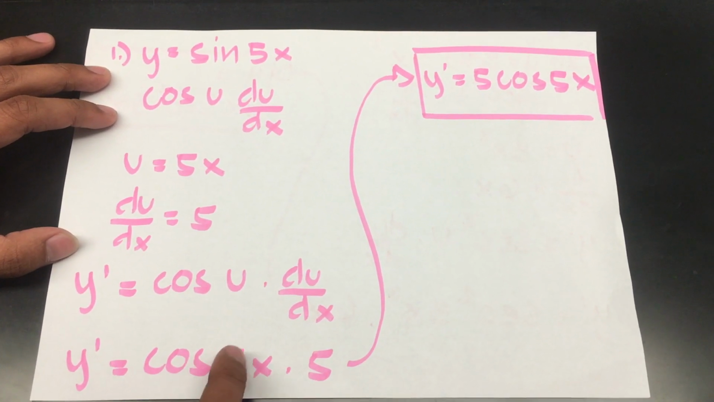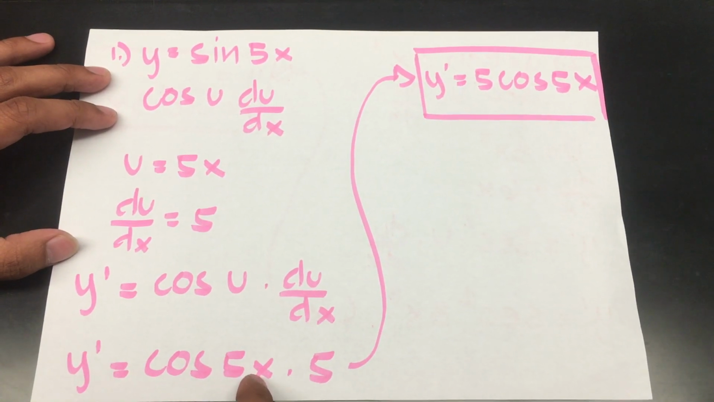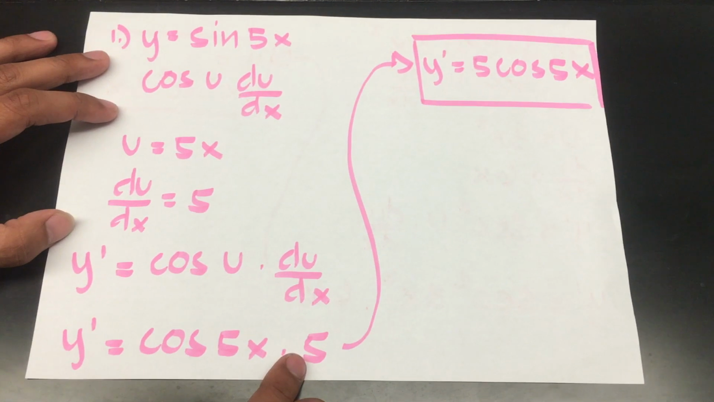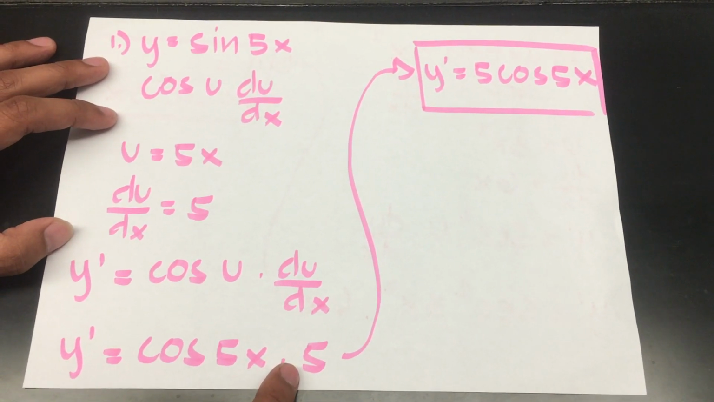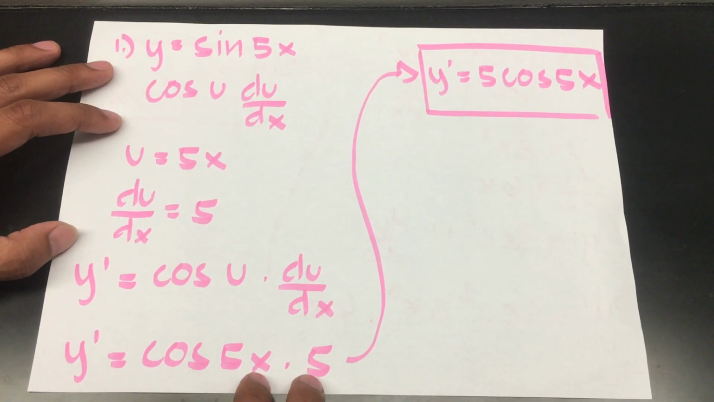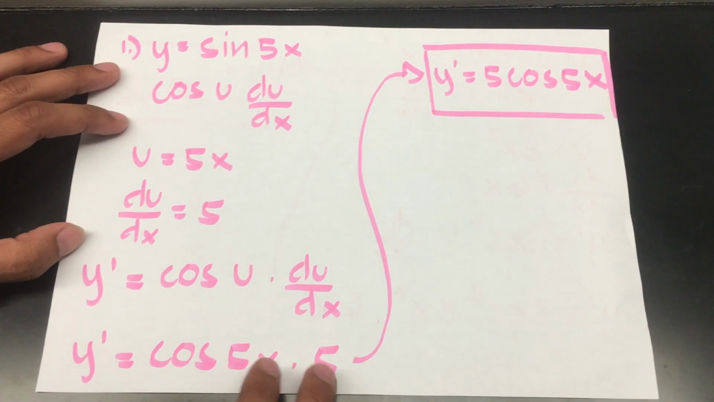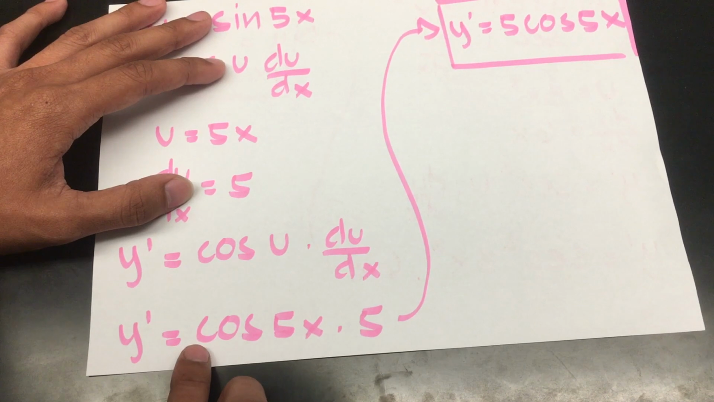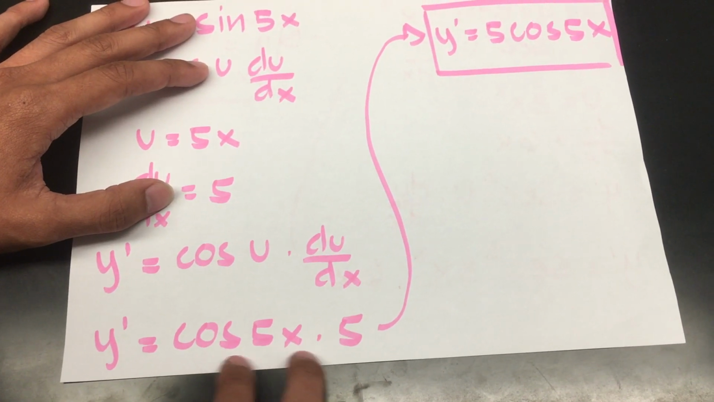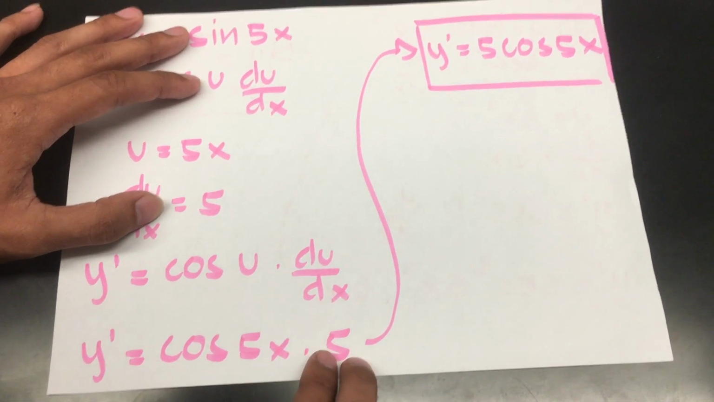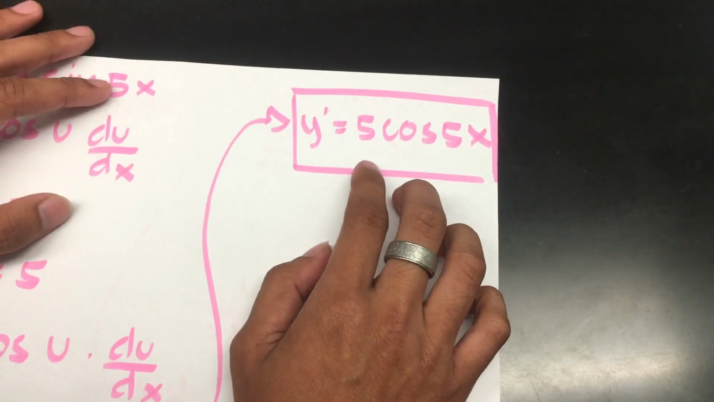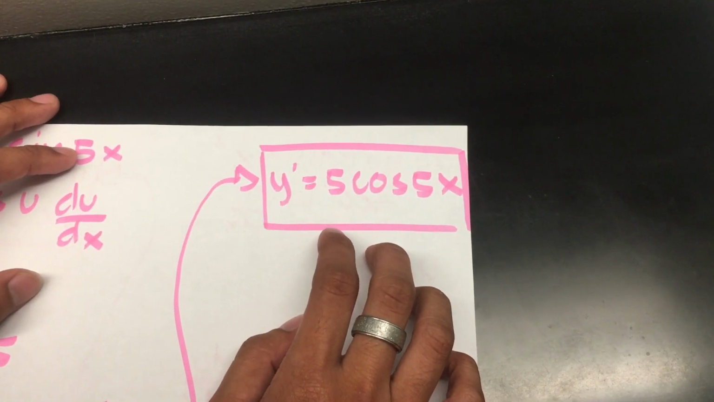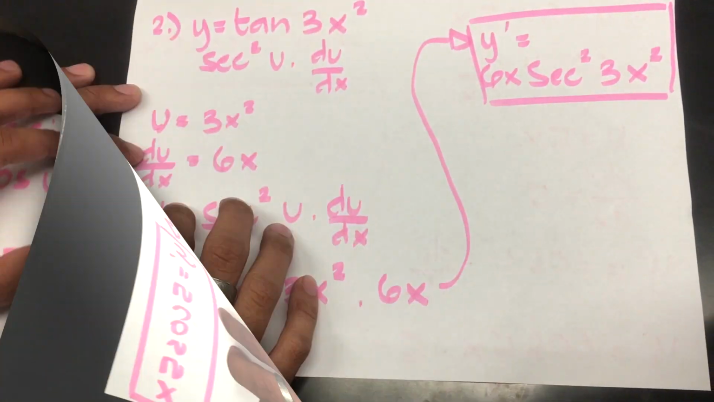Since 5 is a constant value, it will remain as it is. 5x is the u, and the derivative of 5x is 5. So it's cos 5x times 5. To further simplify, you multiply cos 5x times 5, and it becomes 5 cos 5x. And that would be the final answer.